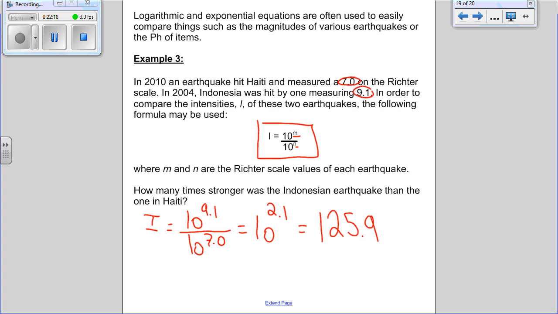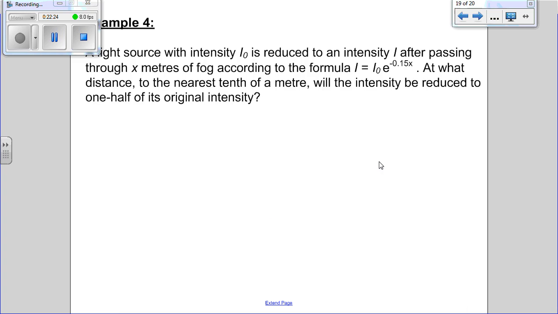All right, another diploma question. So this is where they used logs or exponents again. This says a light source with intensity I naught, so when you have a little subscript 0, that means I naught, is reduced to an intensity I after passing through x meters of fog according to this formula they gave to you. So they're saying light loses power as it's trying to come through something, which makes sense, right? If I'm shining a light through fog, the more fog it has to go through, the less light you're going to see. Makes sense. At what distance, to the nearest tenth of a meter, will the intensity be reduced to 1/2 of its original intensity?